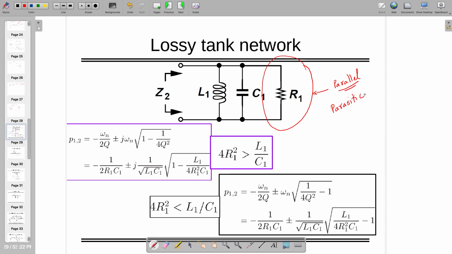By the way, this LC is known as a tank circuit. You heard about this word, Gaurav? No? Okay.